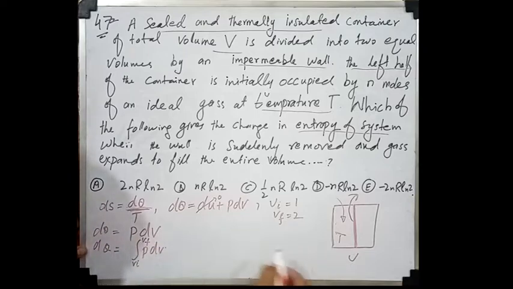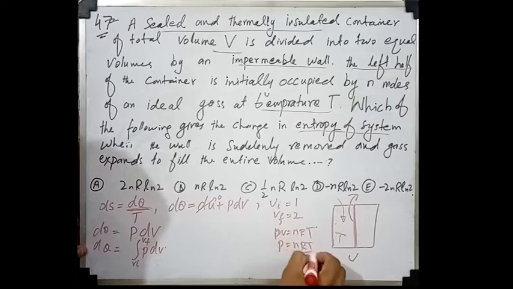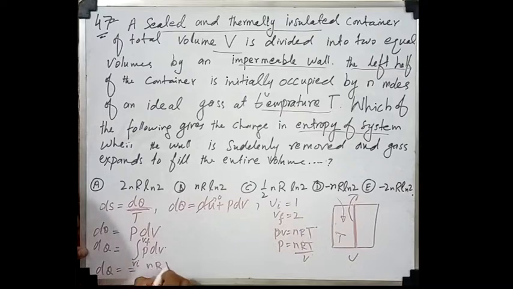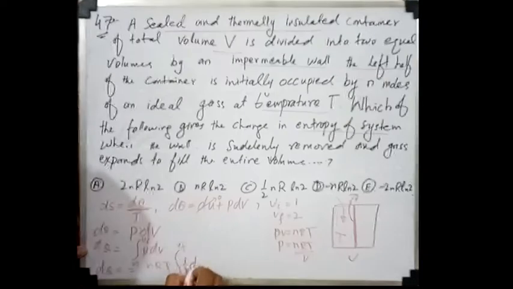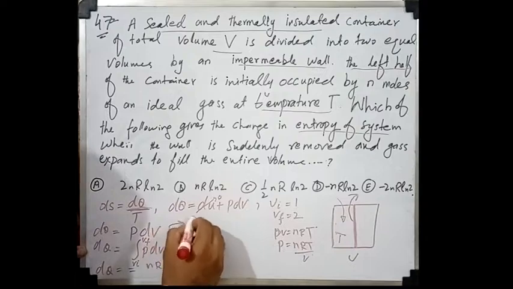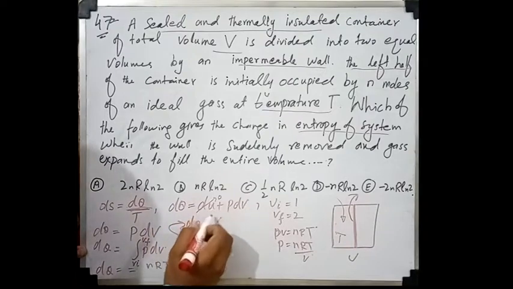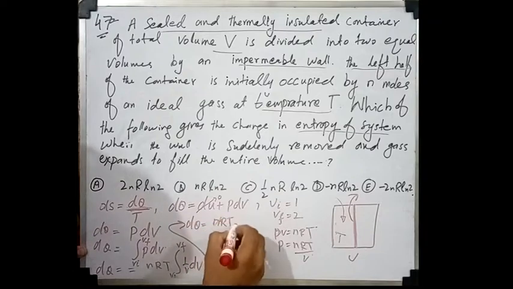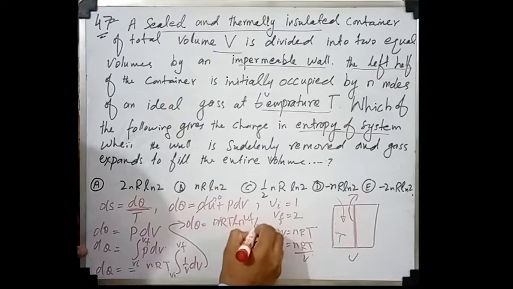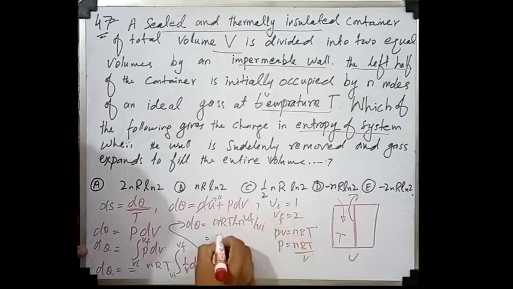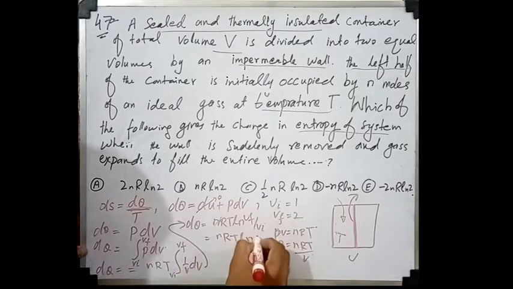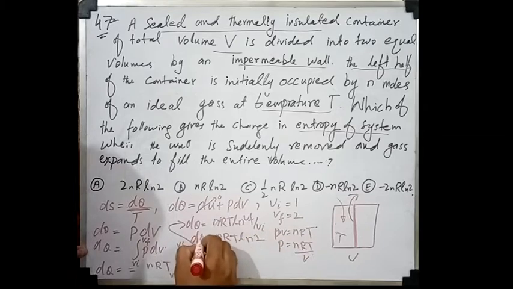We also know from the ideal gas equation that PV = nRT, so P = nRT/V. If we put that here, then dQ becomes nRT times the integral from Vi to Vf of (1/V) dV. This will become dQ = nRT ln(Vf/Vi). If we put in these values, nRT ln(2/1) equals nRT ln 2. This is the change in heat.